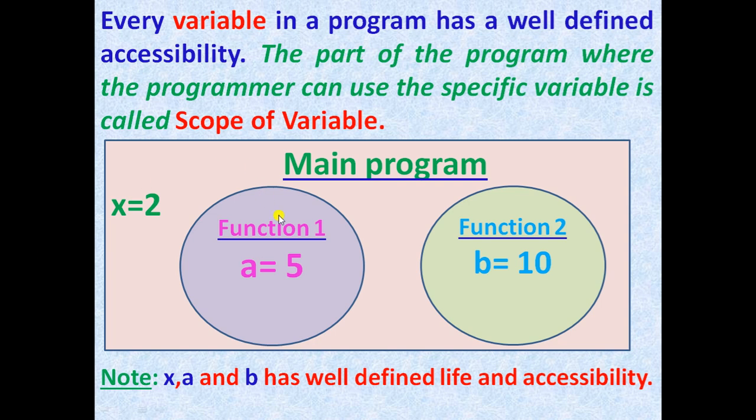Let us take an example. Here is a main program having variable x, and this main program contains two functions, function 1 and function 2. The main program has a variable x. Function 1 has variable a and function 2 has variable b. These x, a and b have well-defined life and accessibility. Means the life of a is within function 1, the life of b is within function 2, but the life of x lies in the main program as well as in function 1 and function 2. This is called the scope of a variable.